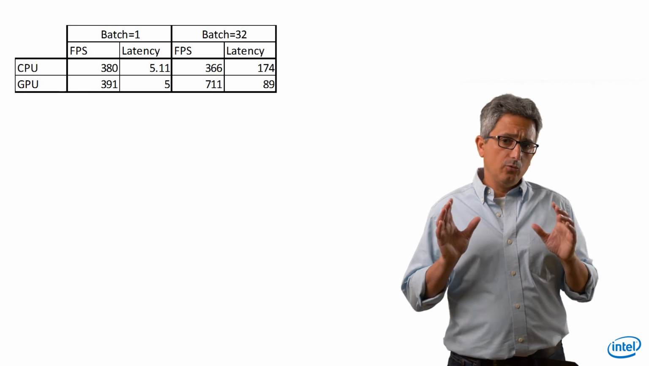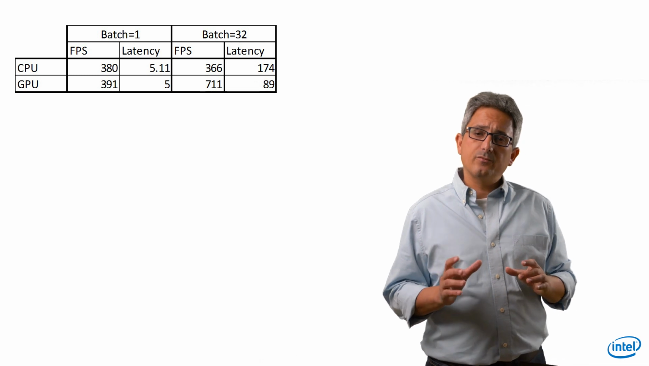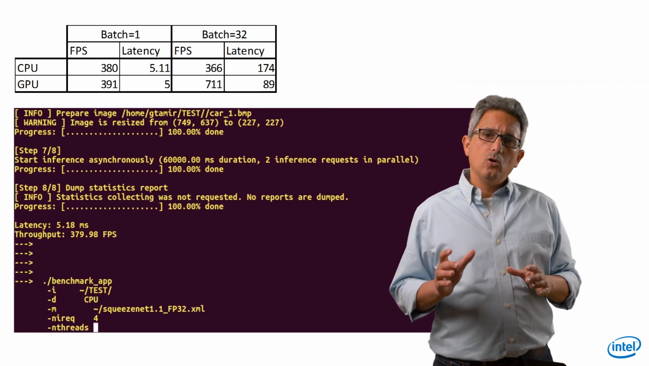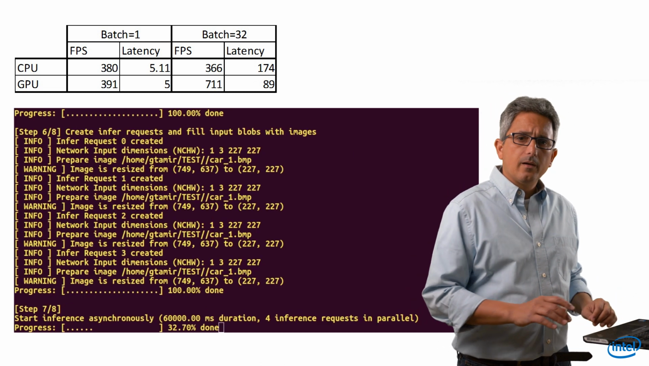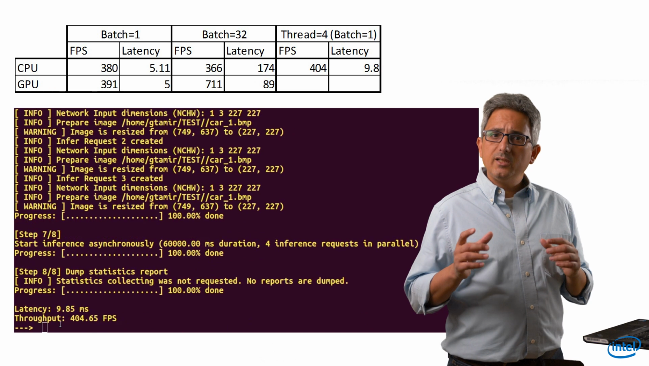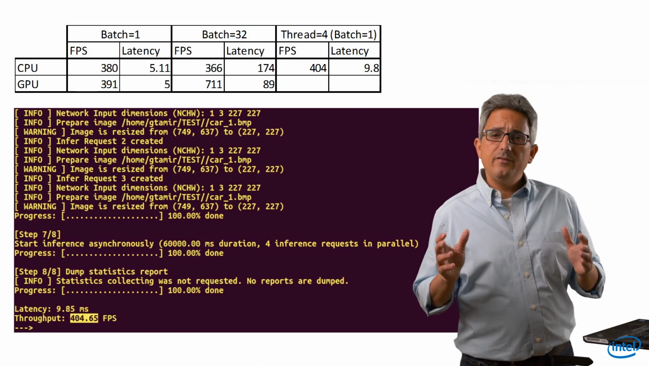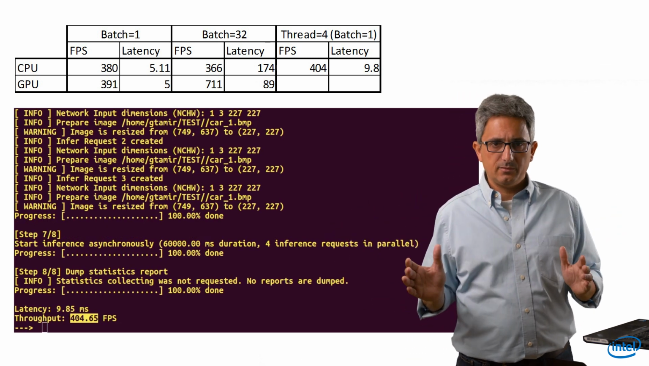So I will run the same model, batch 1. I will ask for 4 parallel inference requests to be run on 4 threads. And you can see that we got to 404 frames per second. Of course, if you have a 28-core machine, you'll see here a huge improvement.